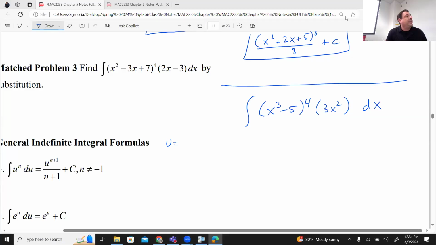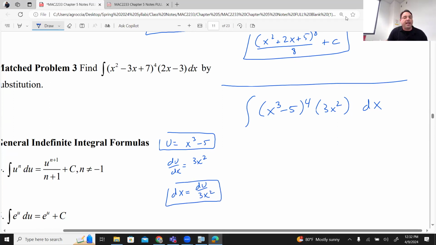Okay, so here, again, anything can be u, but only one u is going to work. The correct u is going to be x to the third minus 5. When you take the derivative of u with respect to x, you get 3x squared. There's a clue, 3x squared. Again, I'm not going to do the algebra because it's always going to end up being dx equals du over 3x squared. We know we're on the right track.